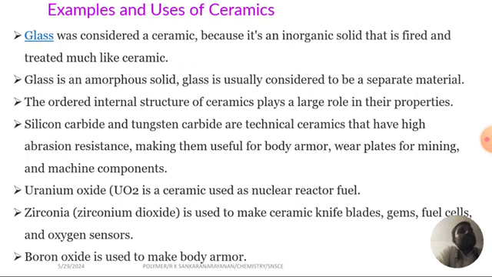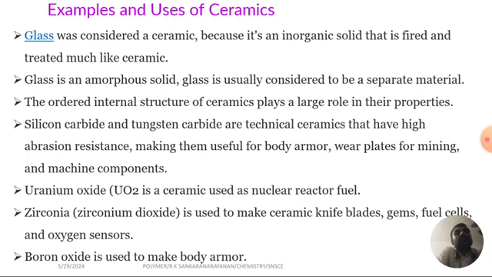It's also resistant against corrosion, and so we can make it. In this case, generally uranium oxide ceramics are used as nuclear reactor fuels. Zirconium dioxide is used to make ceramic knife blades, gems, fuel cells, and oxygen sensors. In this case, you can see how much strength these materials have. It's a very strong one.